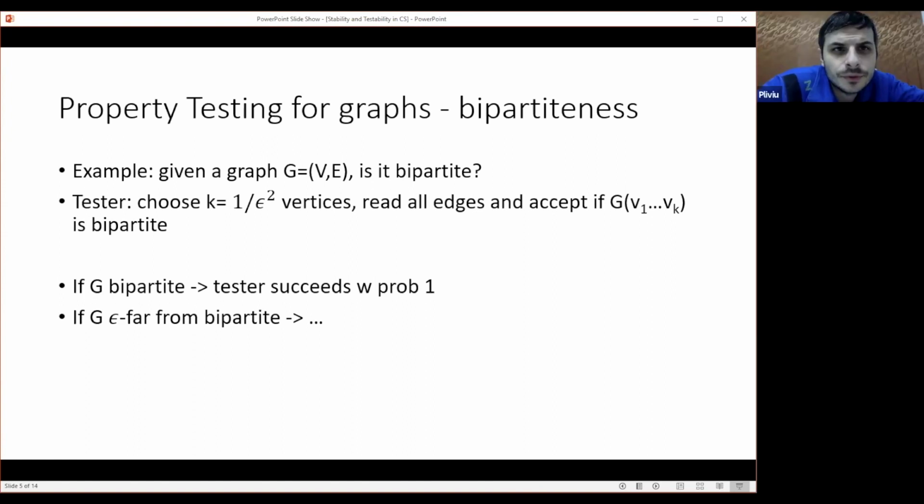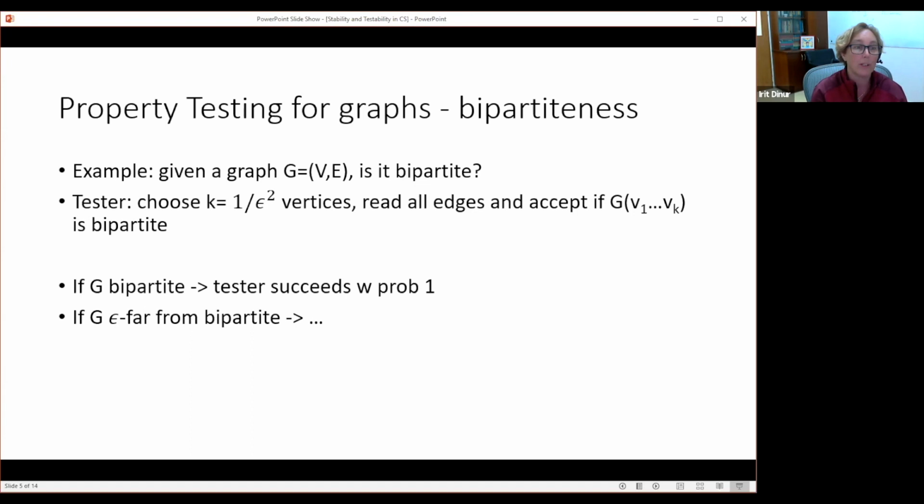But what happens if you choose only points on one side? Okay, good question. If the tester chooses only points on one side, it will ask the adjacency matrix about all the edges between these points. It will see 0 edges, right? No edges. Okay, so it's bipartite.